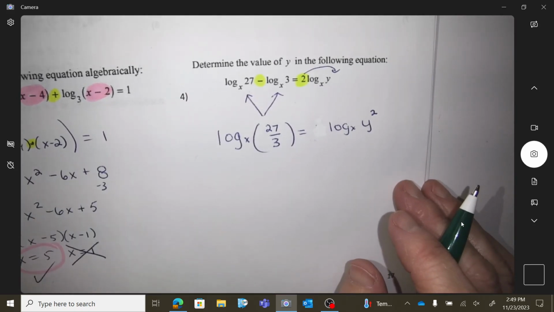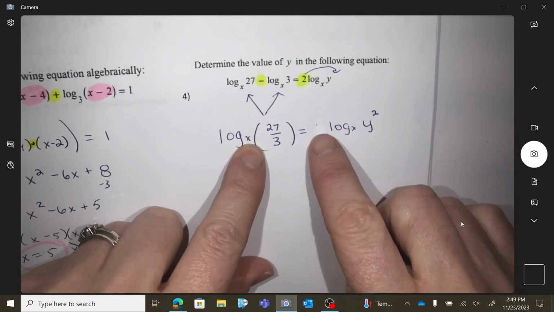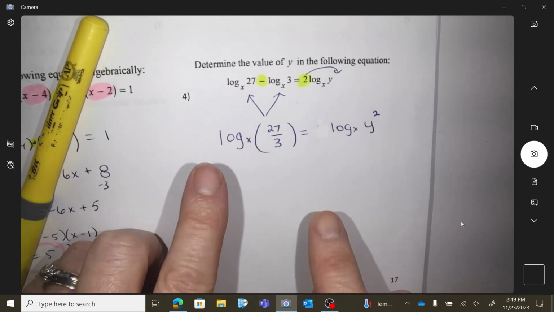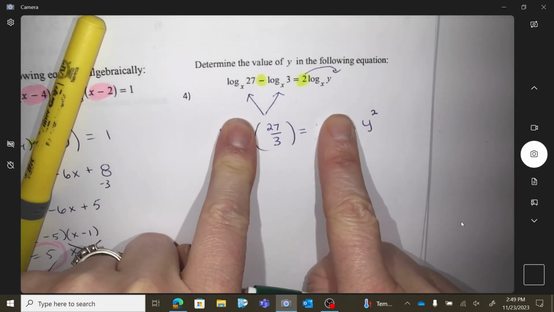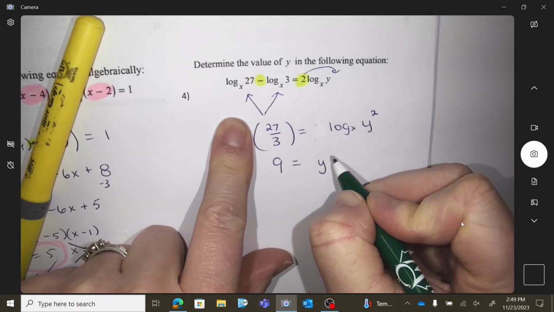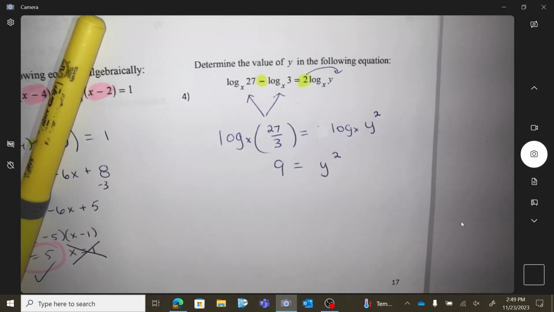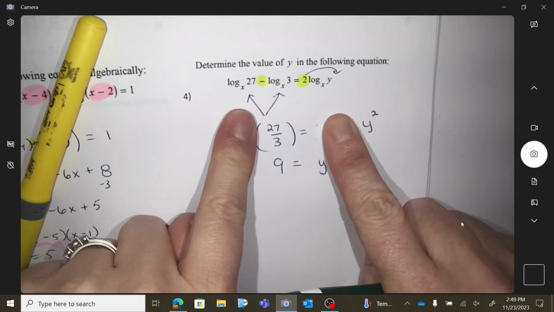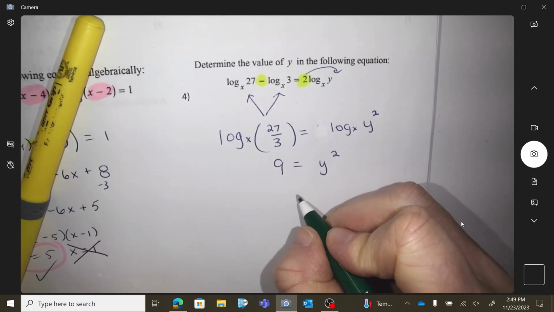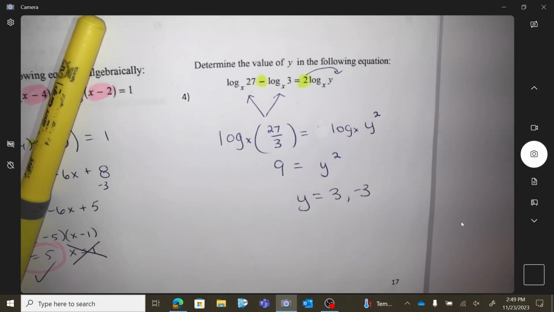Now, do you remember this? If this starts with log x and this starts with log x, is it okay in math just to basically forget that, right? Because they're the same. So this is 9. Okay, they both start at log x, so then that's good. That's equal. So I can say that's irrelevant now. And normally we would go y equals 3 or negative 3. That would be how that's normally solved.